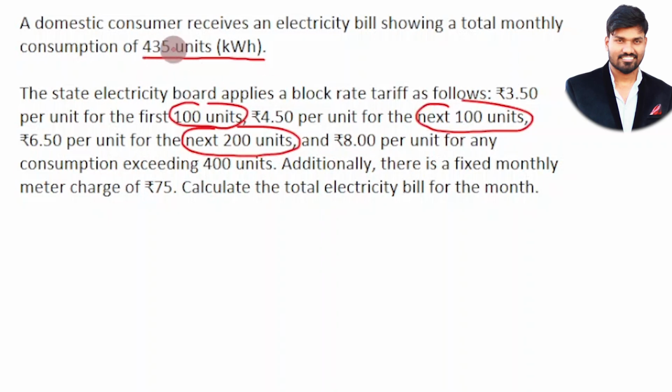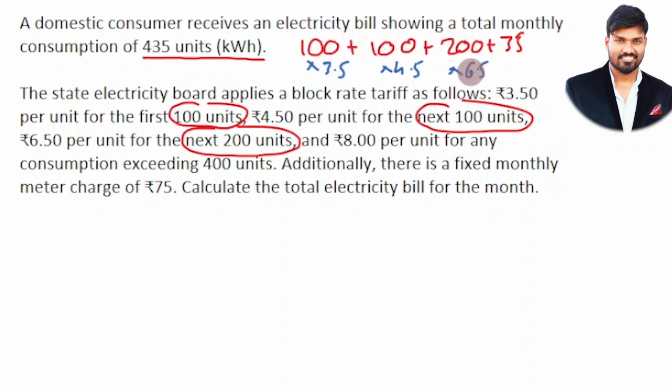So this 435 you are dividing into 100 plus this 100 plus this 200 plus 35. Okay, and this will be charged at rupees 3.5 and this will be charged at 4.5 rupees. Okay, this is 4.5 rupees and this will be charged at 6.5 rupees and this will be charged at remaining 400 units 8 rupees. Okay, exceeding 400 units it is 8 rupees.